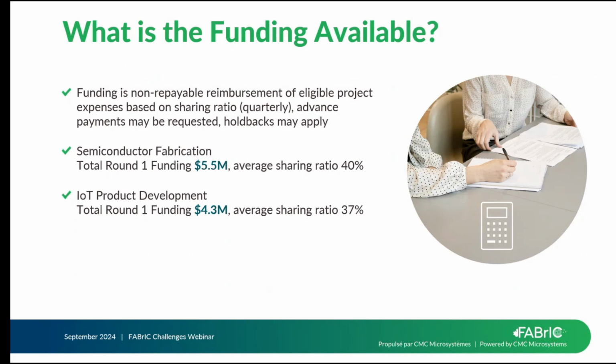For this particular round for the semiconductor fabrication process development challenges, the total funding for this round is being limited to $5.5 million with an average sharing ratio of 40%. So what that means is that we are going to have a pool potentially of projects that are going to come forward, and we might select several of those projects to move forward. However, the overall average of the funding, some of them might have more than 40, some of them might have less than 40% reimbursement. But on average, that entire pool of projects will have a sharing ratio of 40%.